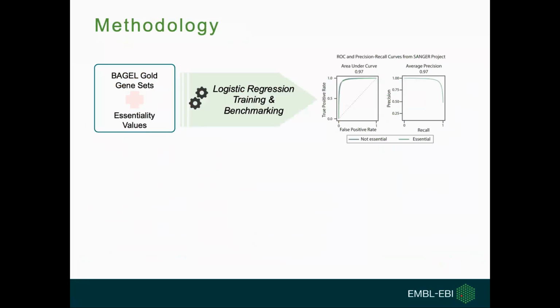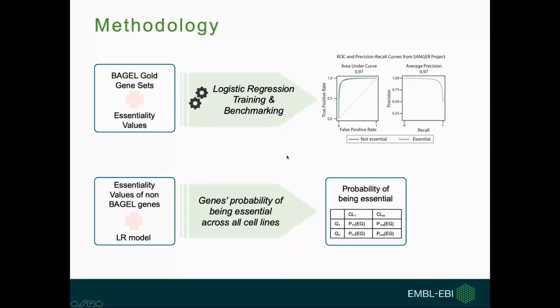So what did we do? We take Bagel core and non-essential genes and their essentiality values in both our Sanger and Broad data sets. We did this methodology for the two of them separately. We trained a logistic regression model, did our benchmarking, and found that our prediction is pretty good. And then we applied this model onto the essentiality values of non-Bagel genes, the remaining genes.